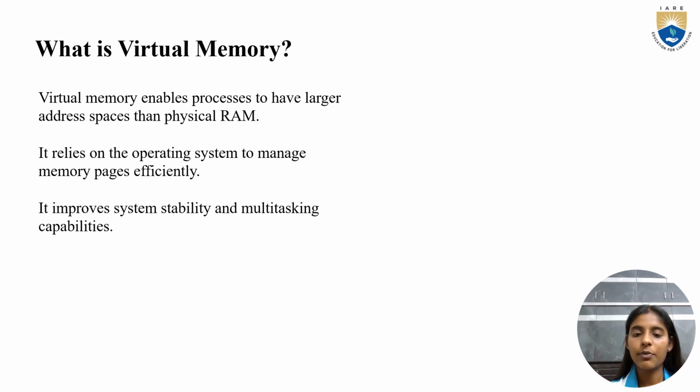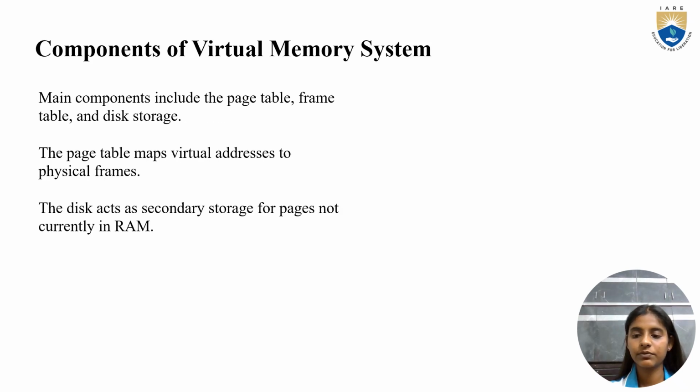How it works: a program requests memory from the OS. The OS allocates virtual memory pages to the program. The MMU translates the virtual address to the physical address. If a page is not in the main memory, the OS swaps it in from the secondary storage. It improves system stability and multitasking capabilities.